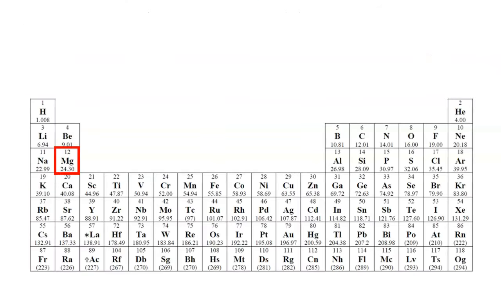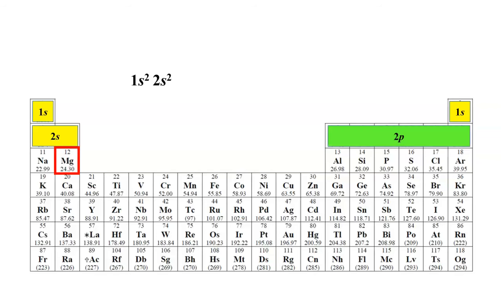So for magnesium, its electron configuration would be 1s2, 2s2, 2p6, and then finally 3s2. That is the complete electron configuration.